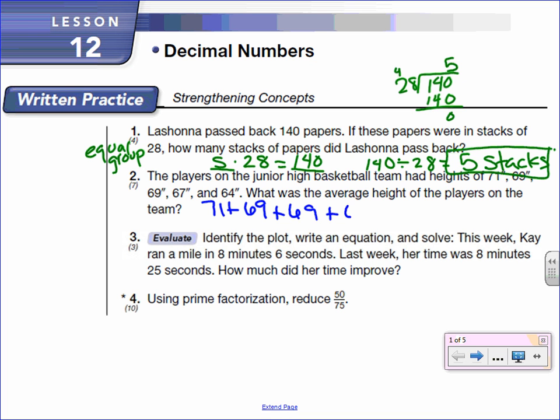plus 67 plus 64. That adds up to 340. And then you take 340 and divide it by 5, how many players there were. And you get 68 inches as the mean. And that little symbol right here is inches.